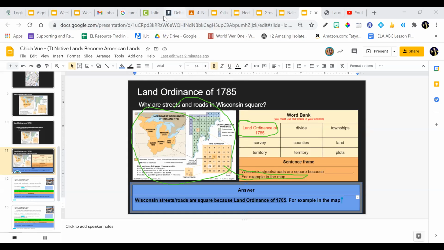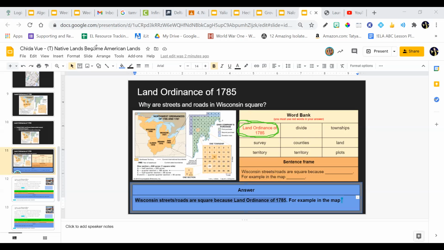We wanted to make sure we use this word here, right? Everybody can see my screen, I hope. The Land Ordinance of 1785. We have to use that, and Cheetah did that in her answer. Now, how do we explain this using the map?